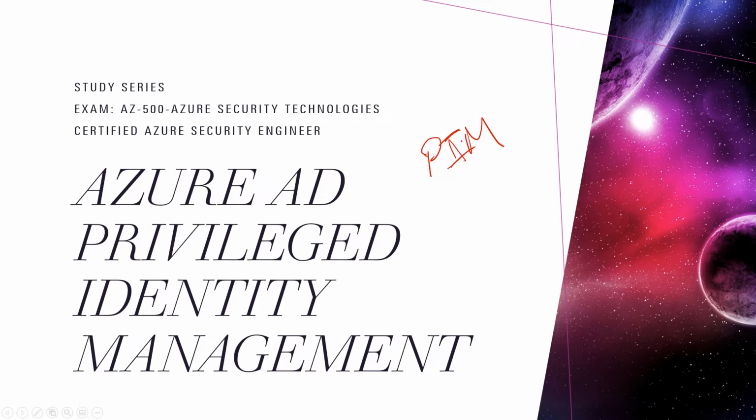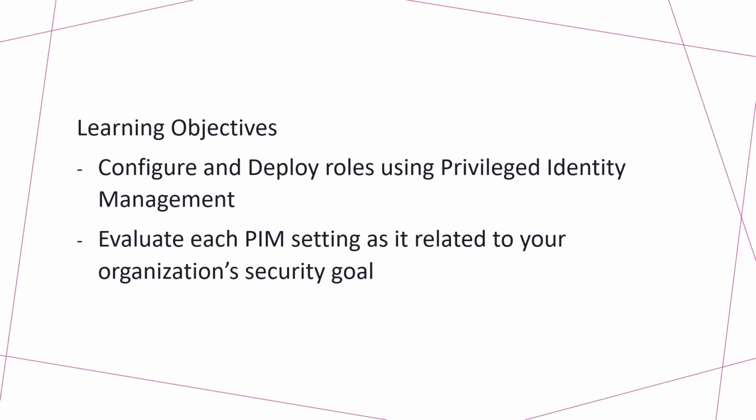So this is one of the learning objectives in taking the AZ-500 exam. You should be able to configure and deploy roles using Privileged Identity Management. What are these roles? They will be Azure AD roles. We will be looking into that later on in this video, and we should be able to evaluate each PIM setting as it relates to your organization's security goal. Alright, without further ado, let's now move on and learn Privileged Identity Management.